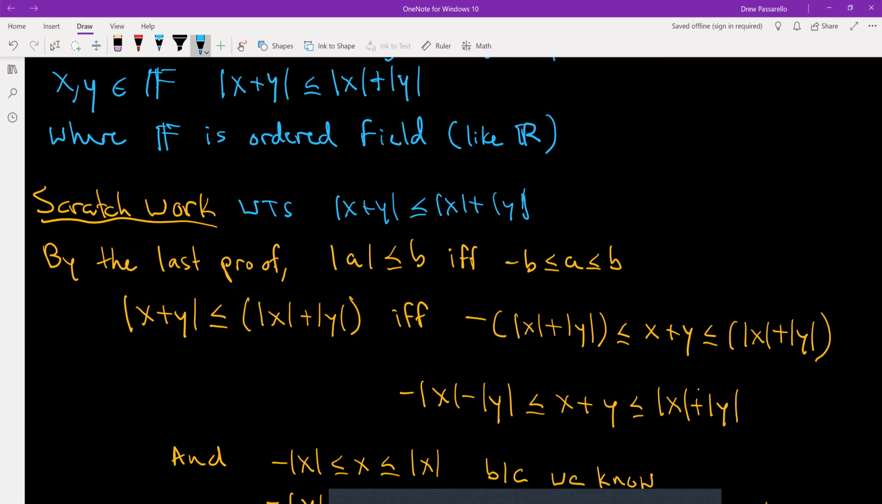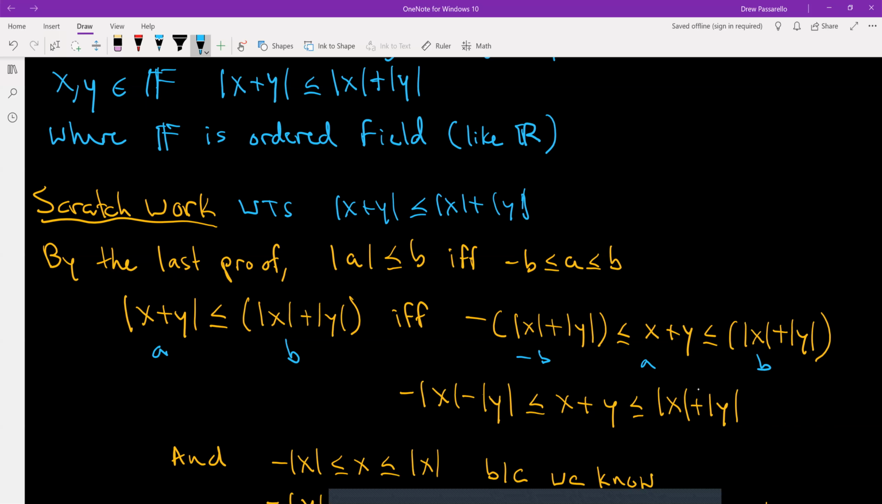And we know from the last proof that the absolute value of a is less than or equal to b if and only if negative b is less than or equal to a, which is less than or equal to b. So using that, we can think of our x plus y as our a, and then the whole quantity, the absolute value of x plus the absolute value of y, put it in parentheses. So that reinforces that's what we're using in spot of b. So this will be like our negative b, and then a, and then b. So that's just using what we knew from the previous proof.